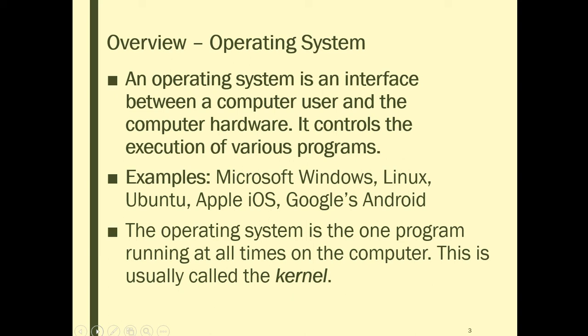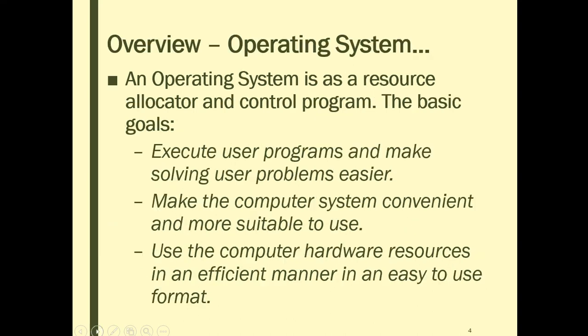It controls the execution of various programs. Examples are Microsoft Windows, Linux, Ubuntu, Apple iOS, and others. The operating system is the only one program that is running at all times on the computer. It is also called the kernel. An operating system is a resource allocator and a control program, and the goals are basically to execute user programs and make solving user problems easier, and make the computer system convenient and more suitable to use.